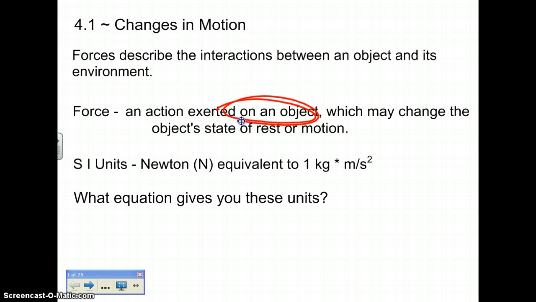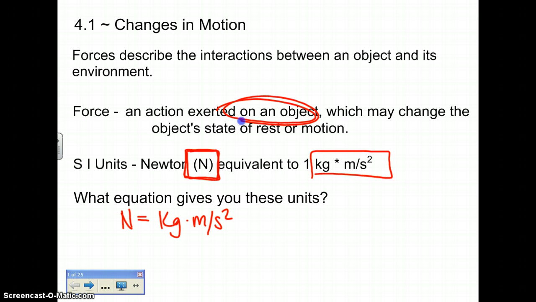The standard units that you're going to use is a capital N, which is called a Newton. It is equivalent to a kilogram times a meter per second squared. So what equation is going to give you these units? Let's work backwards here. A Newton equals a kilogram times a meter per second squared. So obviously the Newton stands for force.